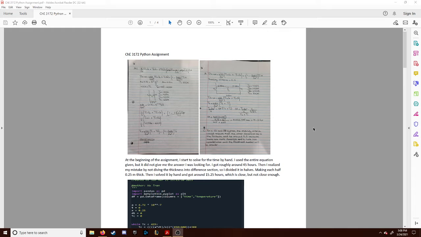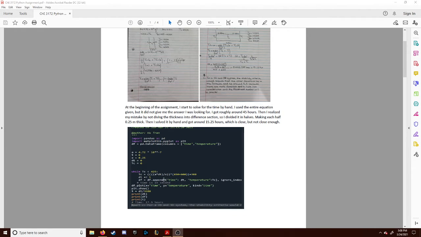And then I solved for the time manually, which got me around 15.25 hours, which I think was close, but it was kind of far off. So I went to Python and I coded it. And first, when I coded it in Python, I realized that my temperature started at 0 degrees, and so I had to add 300 degrees to make the starting temperature 300 degrees Celsius.